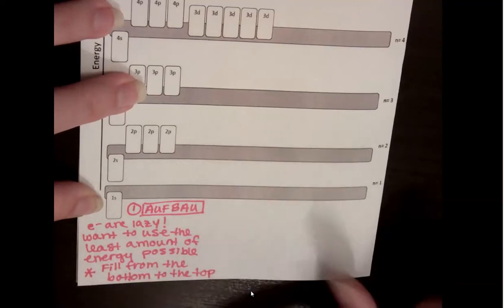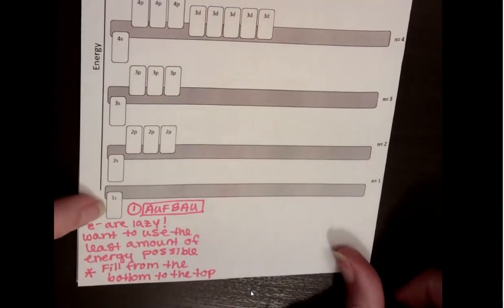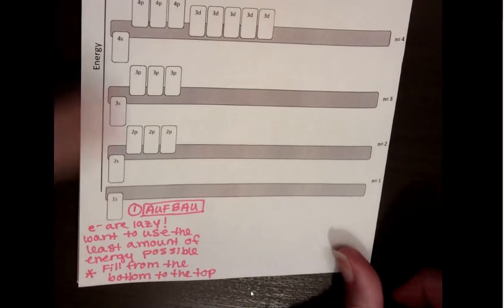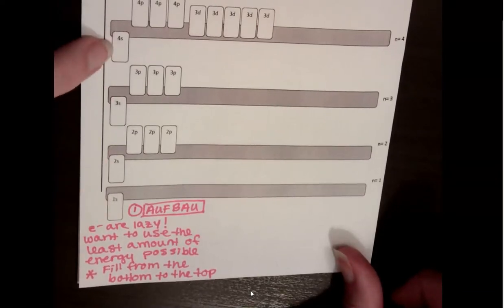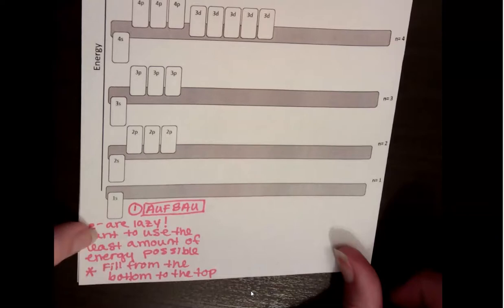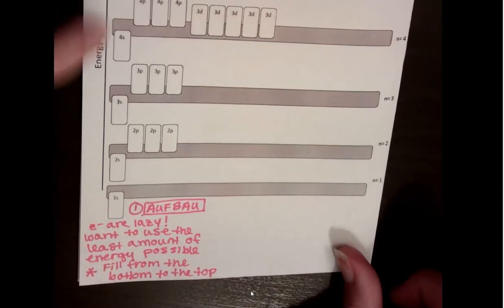So what this means for using our orbital diagram is that we're going to fill from the bottom of the chart to the top. It takes less energy to put an electron in the 1s orbital than it does in the 4s. So we're not going to start like way up here. We're going to start at the bottom and go from lowest to highest energy.